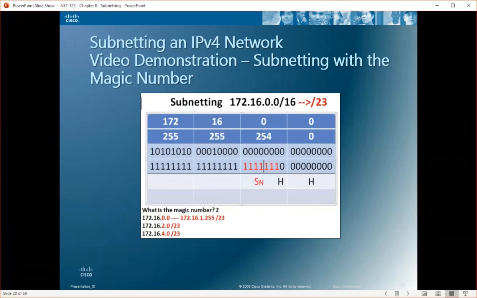So we'll go ahead and go to 172.16.0.0 through 172.16.1.255/23, and we have .2.0 and .4.0. That's the starters of our little subnets to be able to flip that back and forth.